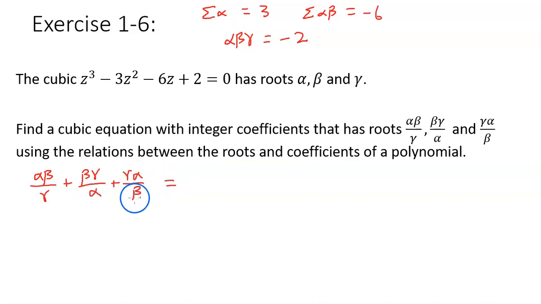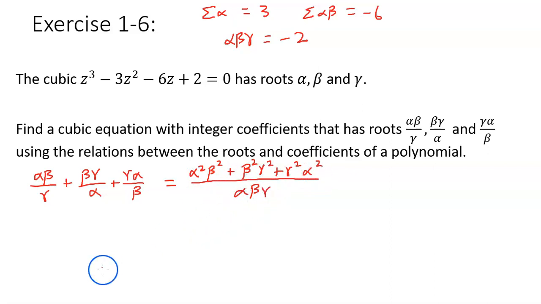If we simplify this into one fraction, it's going to be alpha squared beta squared, plus beta squared gamma squared, plus gamma squared alpha squared, divided by the 3 of them multiplied together, alpha beta gamma. Now we know the one on the bottom, alpha beta gamma, it's just negative 2, but the one on the top is a bit of a problem. However, we can find it using a bit of trickery.